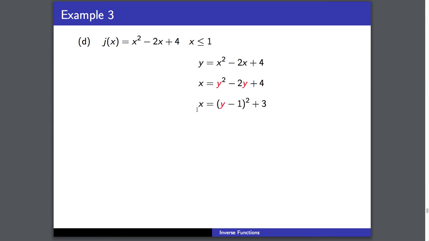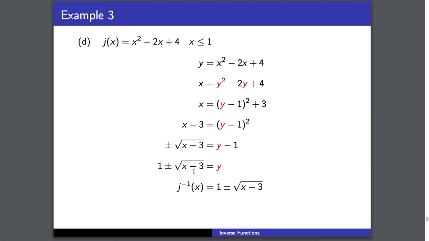Some people like to put the minus 3 over on the other side, but subtracting 3 from both sides, we get x minus 3 equals y minus 1 in parentheses squared. Square root both sides. Remember, when we square root both sides, we got to consider the positive and the negative. So we have y minus 1 equals plus or minus the square root of x minus 3. And then we want to add 1 to both sides, and we get y equals 1 plus or minus the square root of x minus 3, which means j inverse, the inverse function for j, is 1 plus or minus the square root of x minus 3.